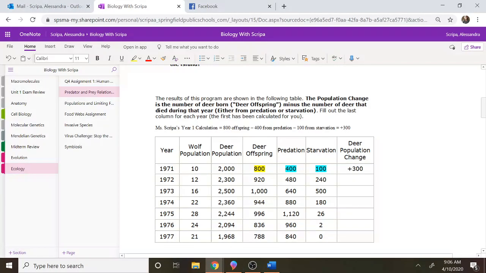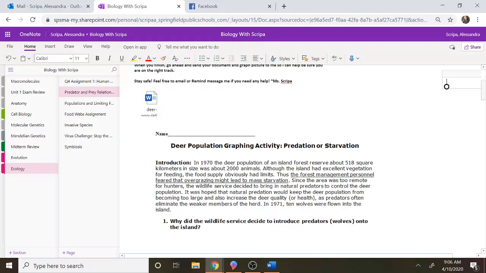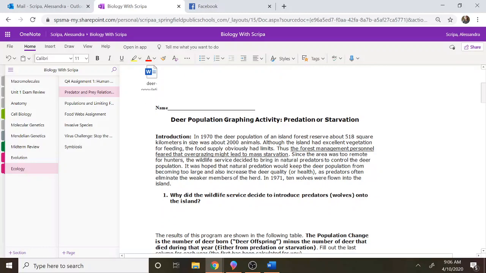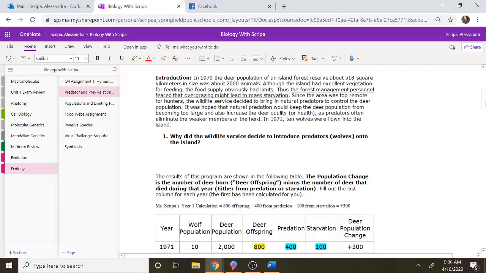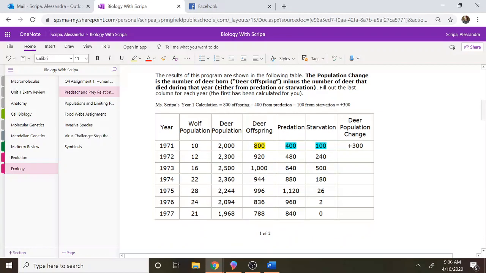I am here to help you guys out with this second assignment that has predator and prey relationships. And the part that I want to go over with you guys is mainly the graphing. So the very first thing you're going to do, there's a little bit of background here about the situation that you're going to be learning about today. And then you guys are going to fill in the empty column on the table.